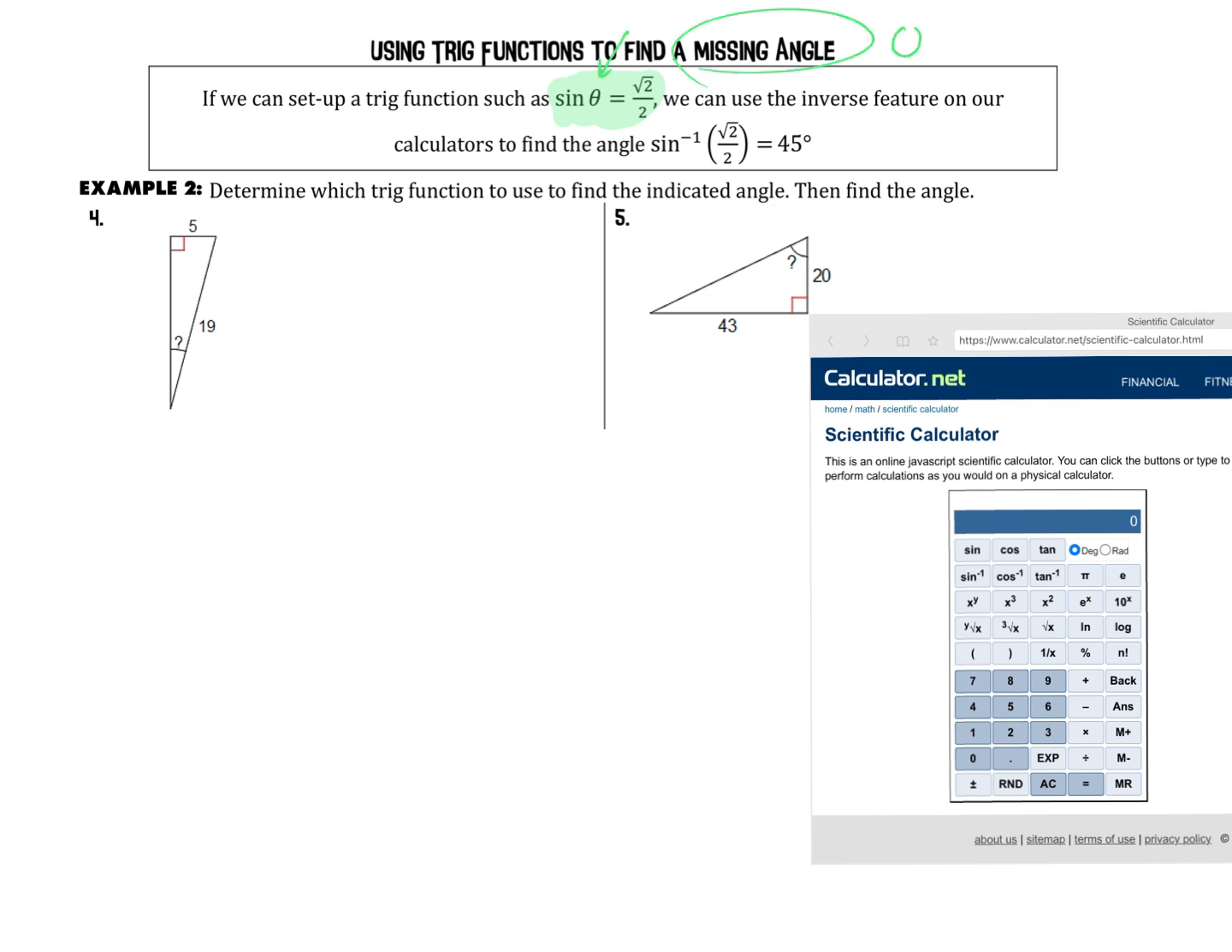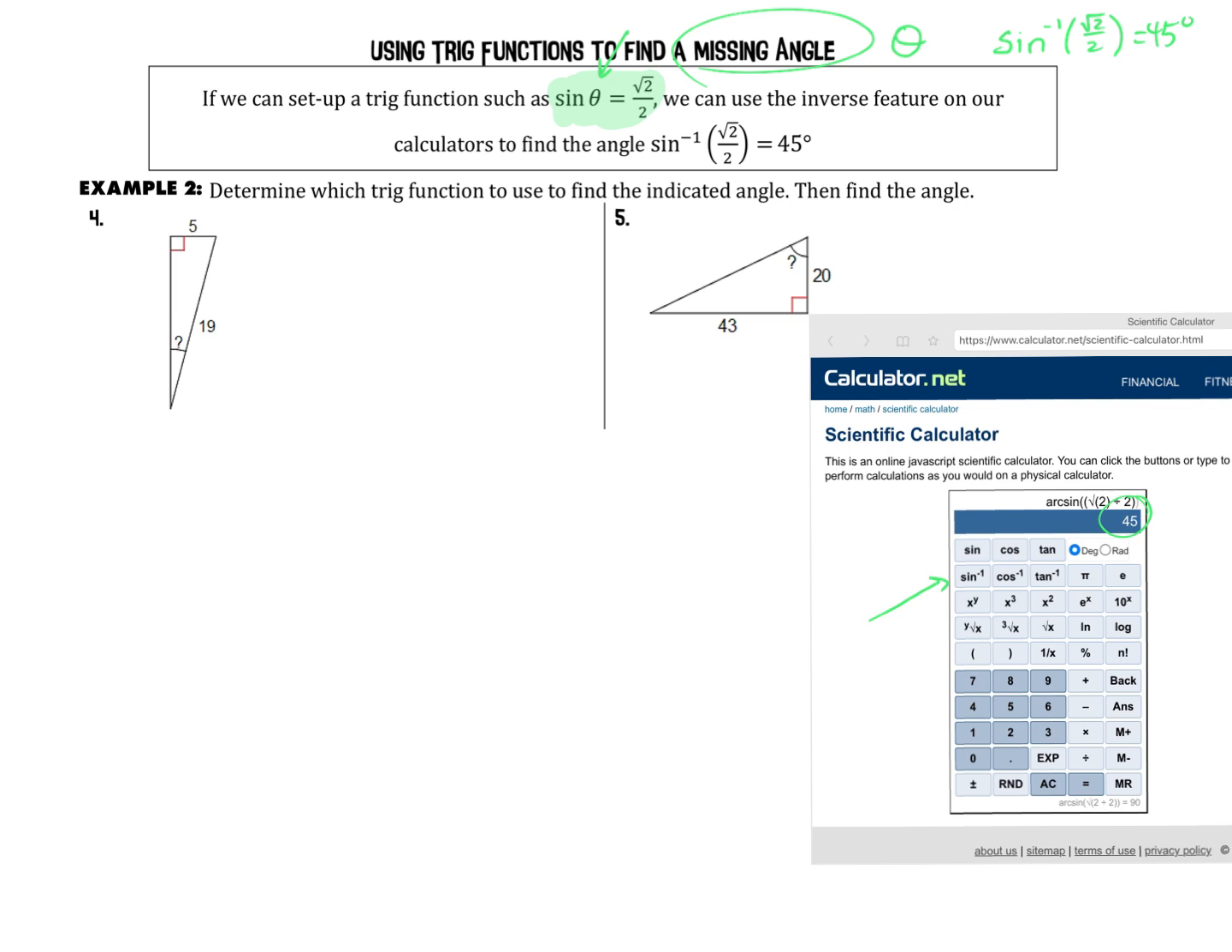So to find the missing angle, we're talking about how do we find theta. What we can do on our calculator is say sine inverse, which you can see on this button here, sine inverse of root 2 over 2, equals, and then it will spit out our indicated angle. If I type sine inverse, which might show up as arcsine of, and I put another set of parentheses, the square root of 2 divided by 2, that's going to give me the angle 45 degrees.